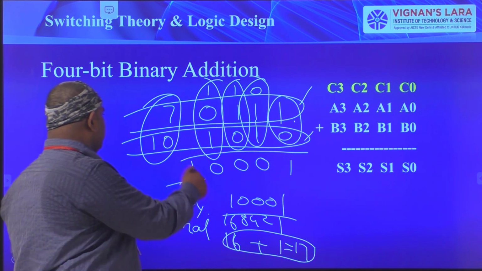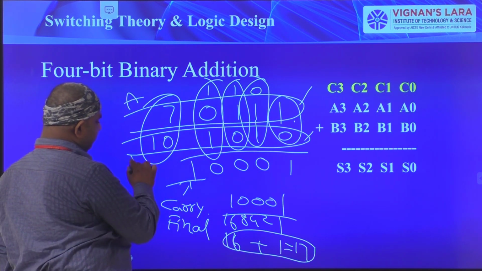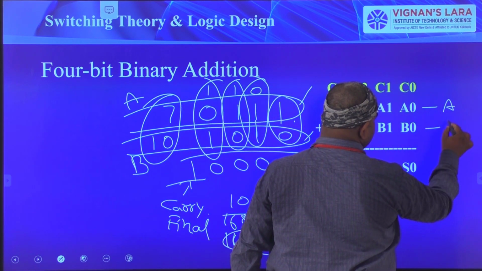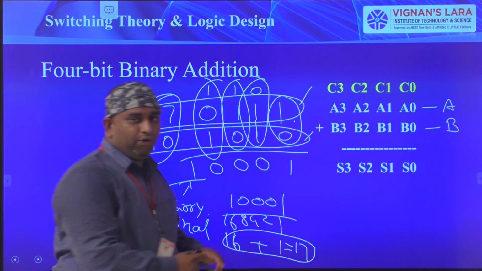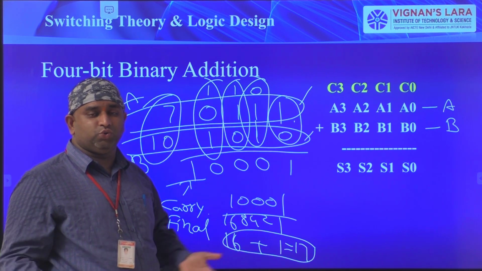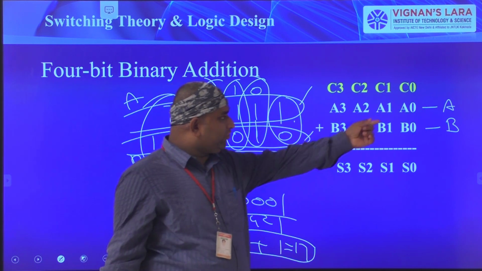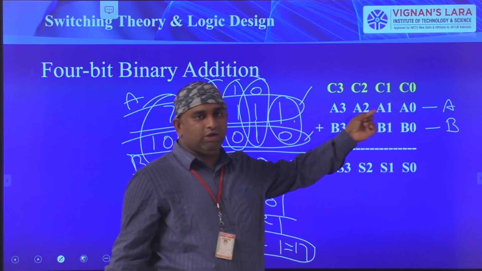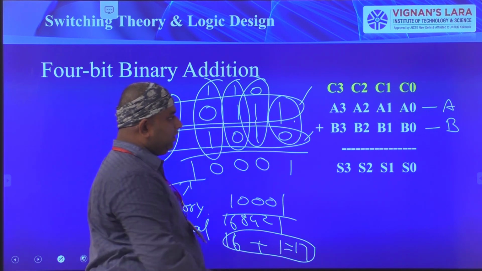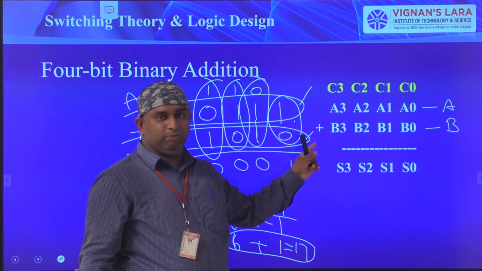Now for the first one I am considering A, the second one I am considering B. So see here, I am writing this is A, this is B. Now I said that this is 7, this is 10. But in real time we don't know which value the user will give. So for that reason I have written A0, A1, A2, A3, and next B0, B1, B2, B3.